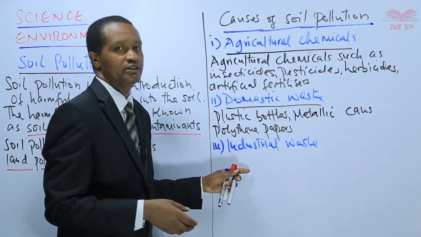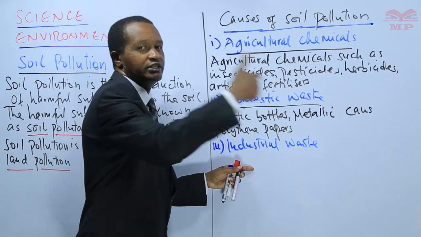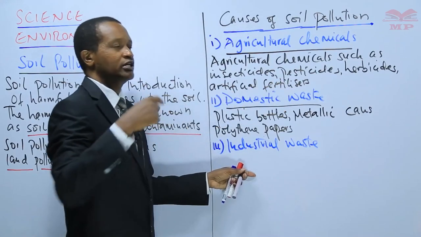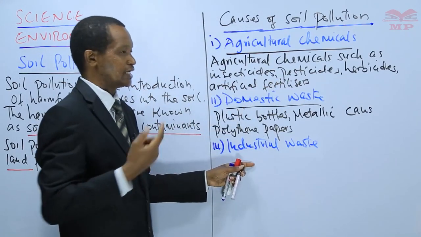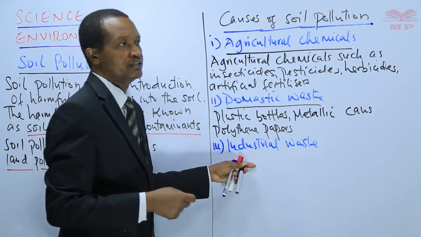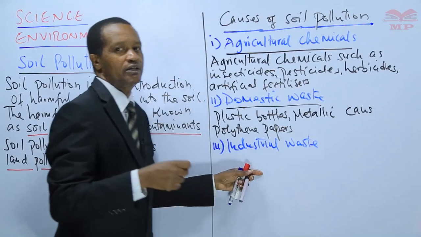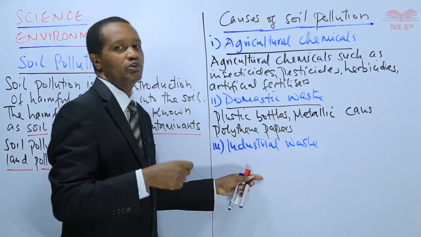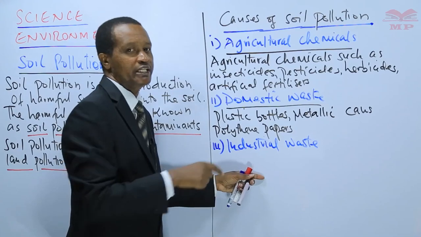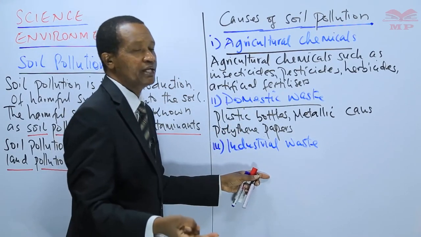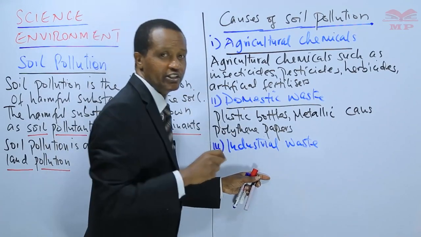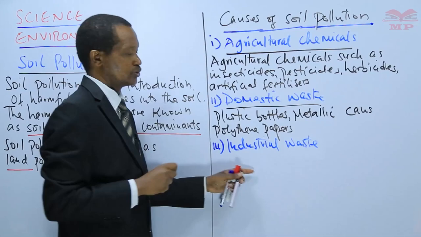And industrial waste, learners, is produced by industrial activity. This waste can be in form of solid, gas, or liquid. It can be in gaseous state, solid state, or liquid state. Now again, just like domestic waste, improper disposal of solid industrial waste such as plastic remains or metal remains or glass remains or remains of rubber materials can cause soil pollution.